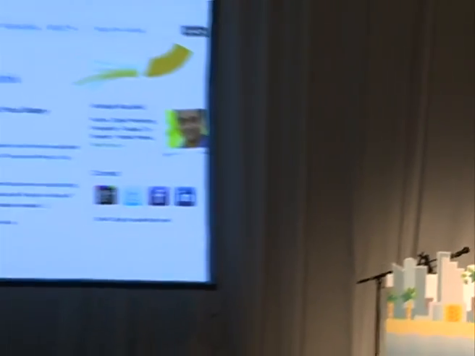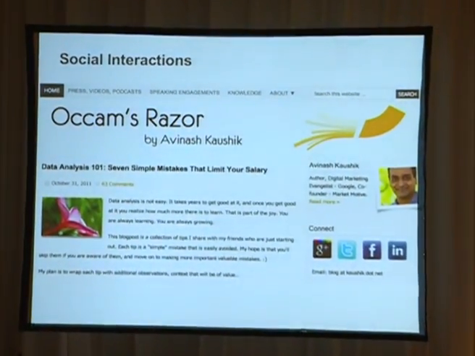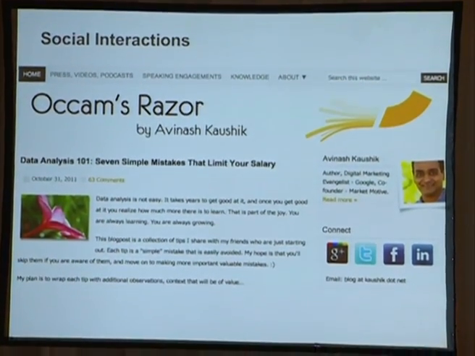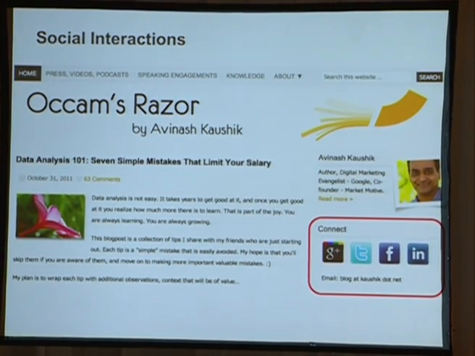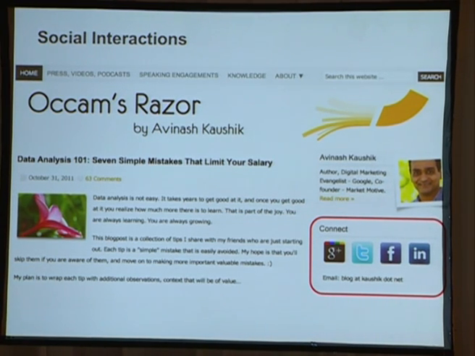Okay, social interactions. So we have this crazy guy at Google. His name is Avinash. He does a lot of stuff about Google web analytics. He has a blog that's pretty popular. In this case, he wrote an article on Data Analysis 101, 7 simple mistakes that limit your salary. So this is probably something that you want to send to your other analysts at their company so they don't limit their salary. And the way you would do that is using different connections. So social sharing and tweeting as well. So with Google Plus and Google Analytics, we did an integration recently.